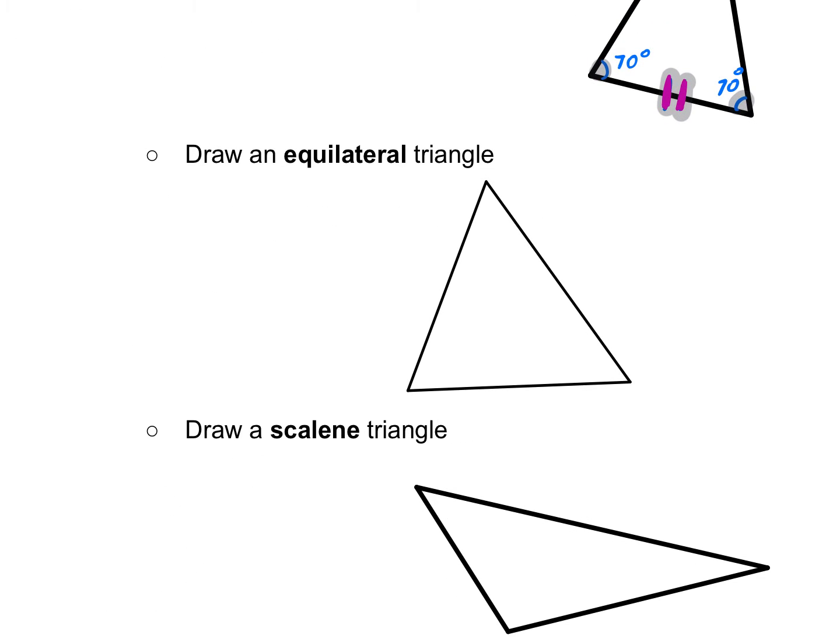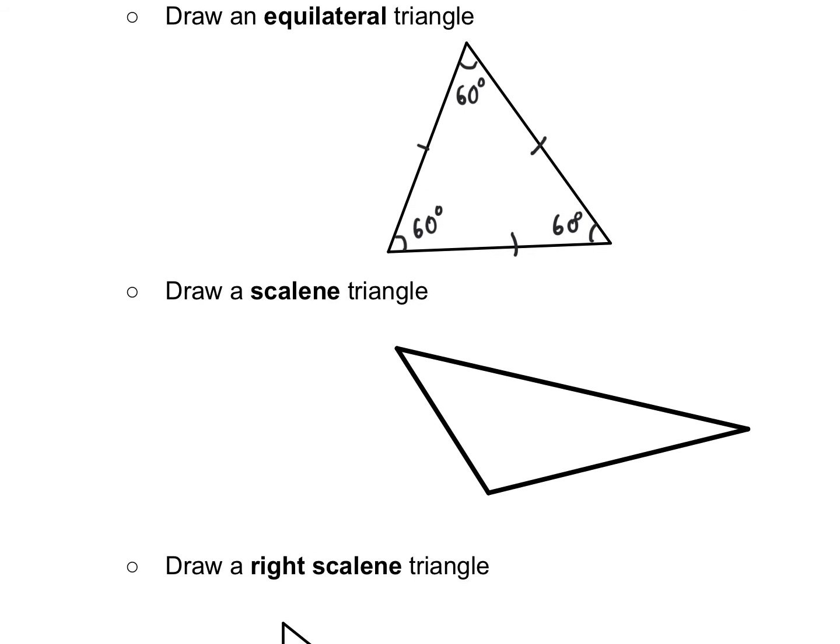For equilateral, how many degrees would be inside our triangle is 180, so each angle would be 60 degrees. Make sure you have that marked on yours and the symbol to show the sides are congruent.